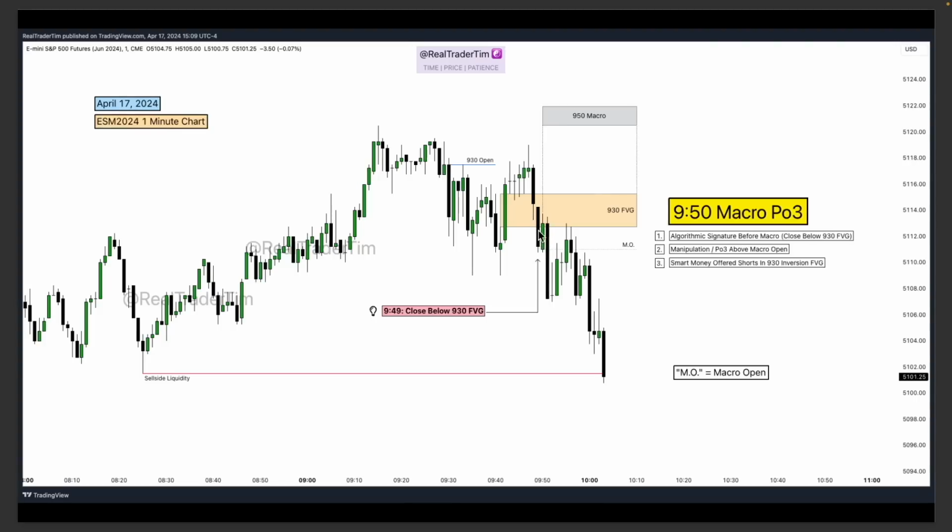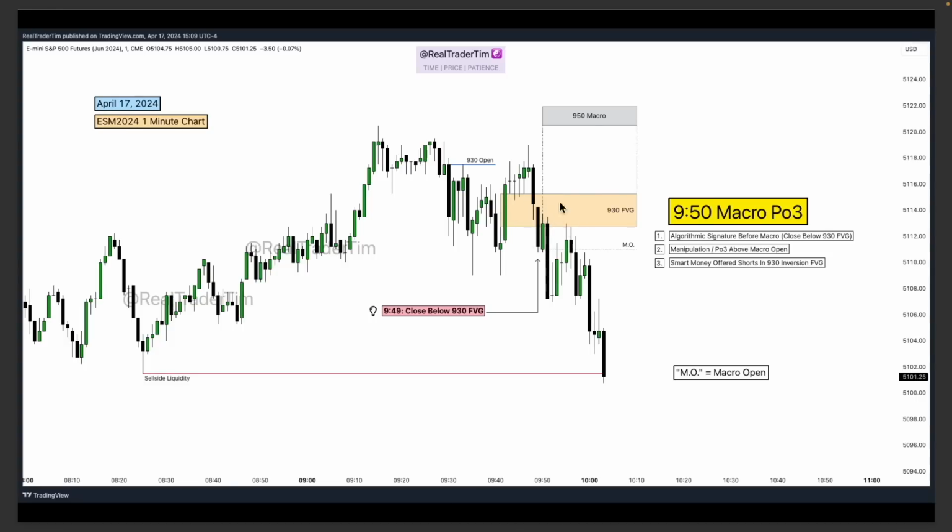So we're seeing that smart money handshaking where it's like, okay, the bodies tell the story. We should not close below the 930 fair value gap if we are bullish and we are to bounce here and go get the highs. But what do we do? We close below, come back up into it. But what are we doing? We're seeing manipulation above the opening price of the macro.